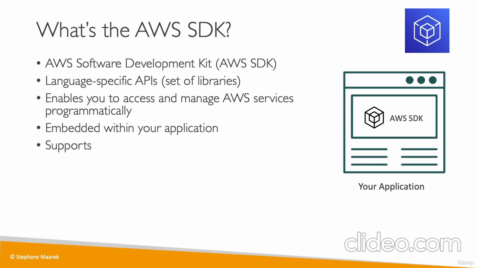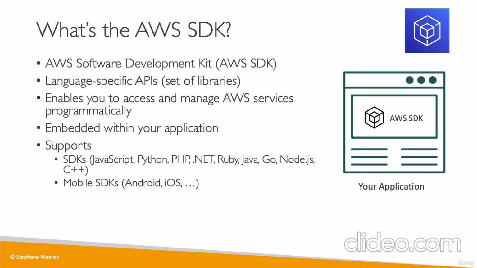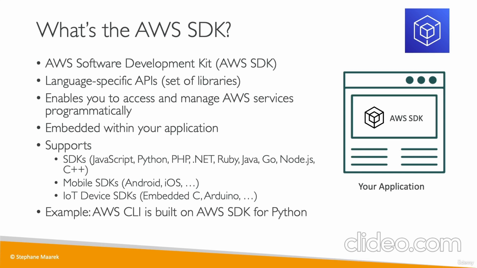It supports many different programming languages, such as JavaScript, Python, PHP, .NET, Ruby, Java, Go, Node.js, C++. All of that are programming languages. There's also the mobile SDK if you're using Android or iOS, and the IoT, so Internet of Things device SDK, in case you're using some thermal sensors or bike locks that are connected, all these kinds of things. So to give you an example of what you can build with the SDK, well, the AWS CLI that we're going to be using in this course is actually built on the AWS SDK for Python named Boto.